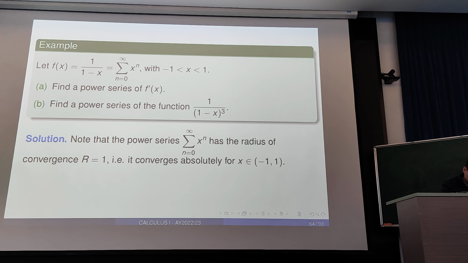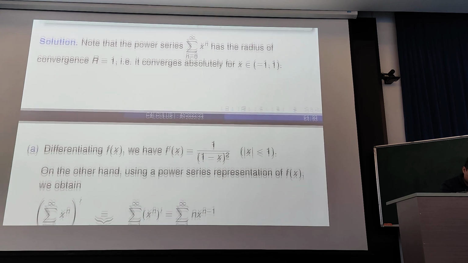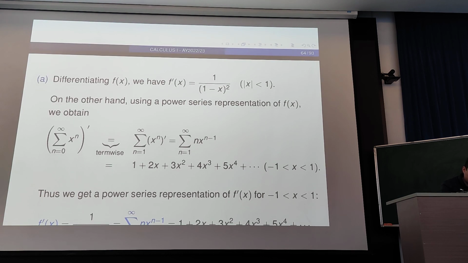Okay. So you see, that is what I said before. This series has radius of convergence 1. That means it converges absolutely for all x belonging to this interval. Okay. So with the formula f(x) equals 1 over 1 minus x, you can find this first order derivative easily, right? So here's f prime of x by using normal calculation.